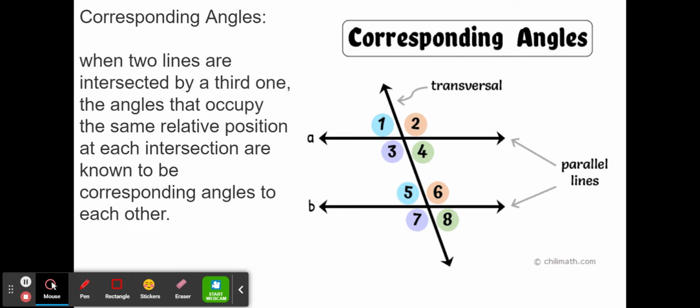Corresponding angles. Those are two angles that are in the same relative position, and we talk about them a lot with transversals and parallel lines. So 2 and 6, same relative position on top of the parallel lines on the same side of the transversal. 1 and 5, 3 and 7.